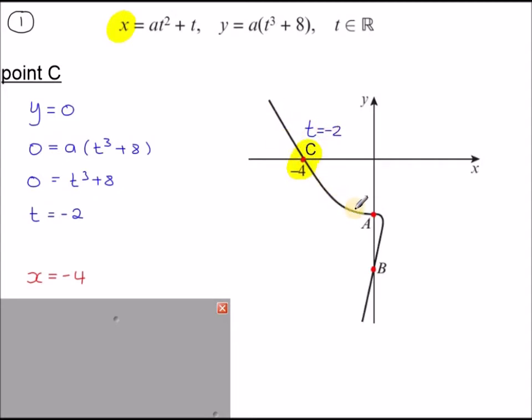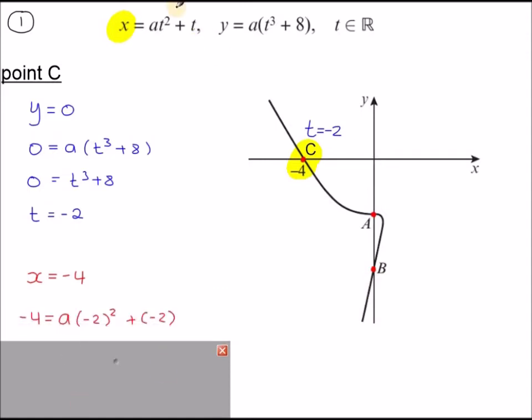Every single point on the curve has a unique t value. And if we substitute into the equation for x, so minus 4 equals a t squared plus t, solve to work out a. So now we know the value of a both here and here.